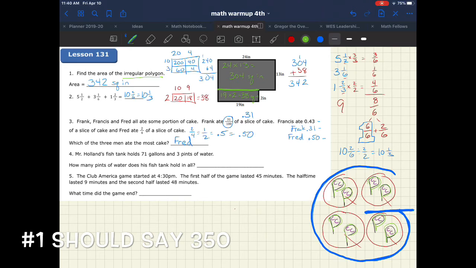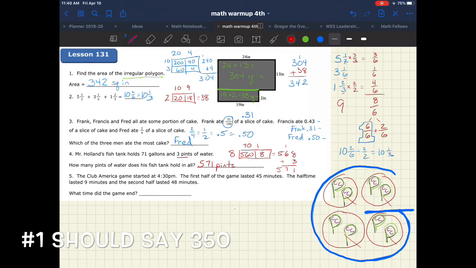So if there's 8 pints in a gallon and we have 71 gallons, we are looking at 8 times 71 to figure out how many pints are in 71 gallons. So 568 pints in the 71 gallons, plus we have those extra 3, the plus 3 pints. So looks like 571 pints.